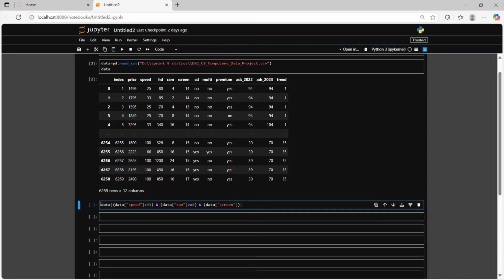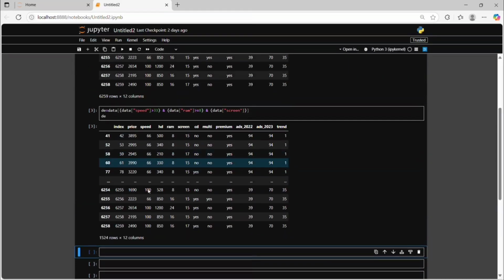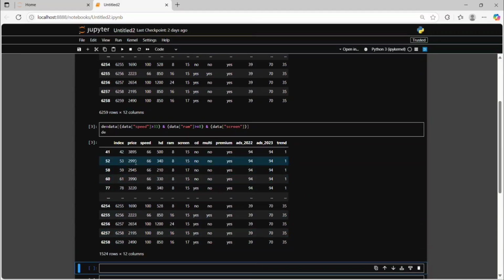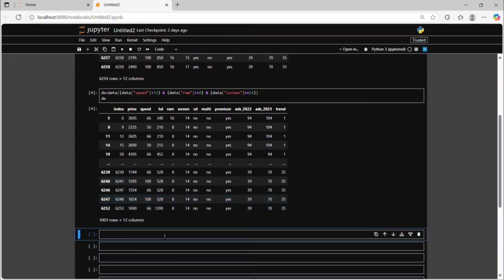Now I put that command in a particular variable, say d, and after that I call it. As you can see, there are only 1500 something rows available. So it's filtered data of computers which have speed more than 33, RAM greater than or equal to 8, and screen size equal to 14. Oh, I forgot to mention that. Yeah, now is it correct?